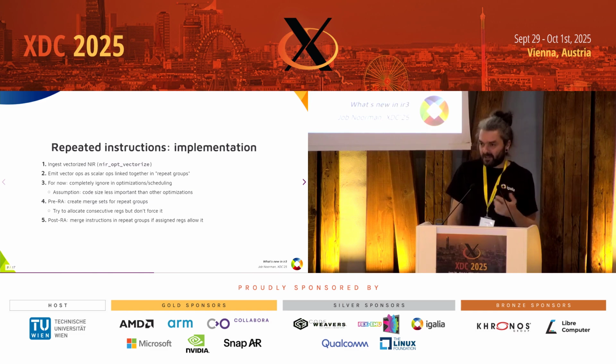Then all the internal optimizations, including scheduling, completely ignore these repeat groups. And only right before register allocation, we can give a hint to the register allocator to try and allocate these registers consecutively, because that's what we need to be able to have them repeated. The register allocator will try to do this, but if it fails, it will not do anything special to force it to be consecutive. And then after the register allocator, if it worked out and we have consecutive registers, we will compress these instructions into repeated instructions.